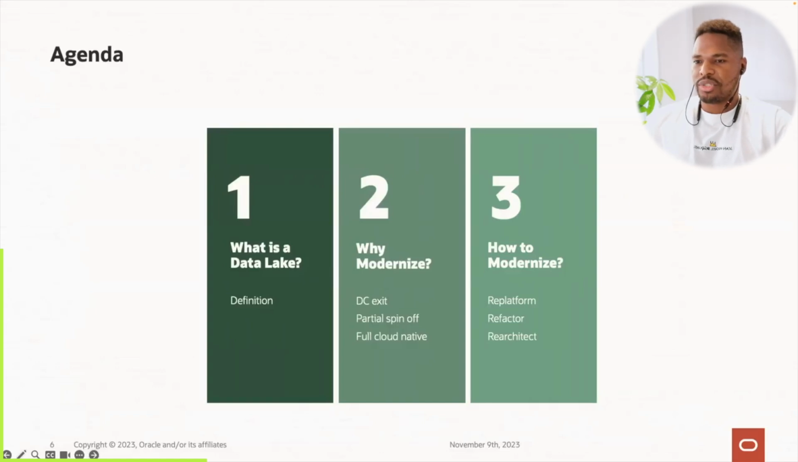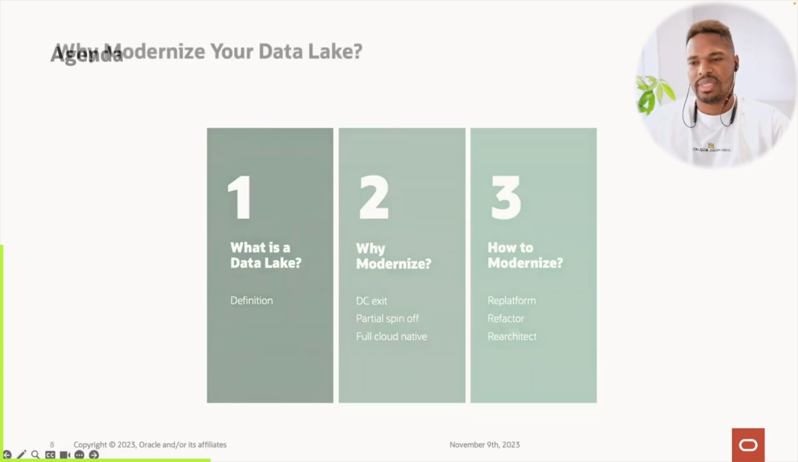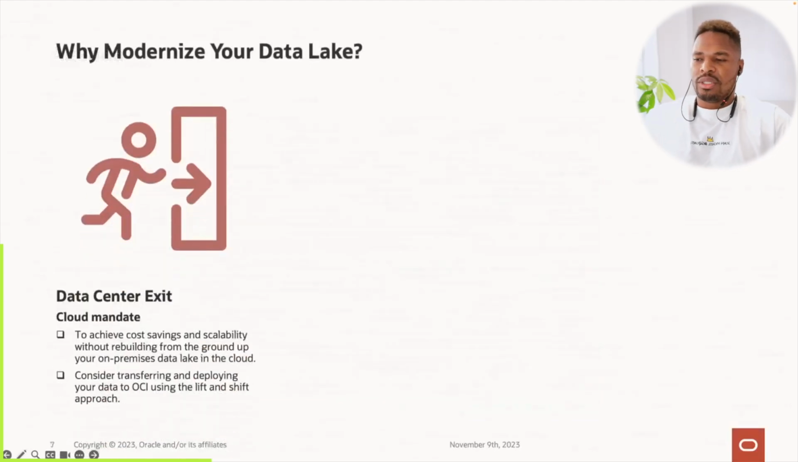OCI cloud infrastructure. So basically now we're going to see why to modernize, what are the main drivers of your data lake modernization. So we have mainly three reasons. The first one can be a data center exit. So basically your organization makes the strategic decision to move away from all on-premises deployment, and this can be for various reasons.